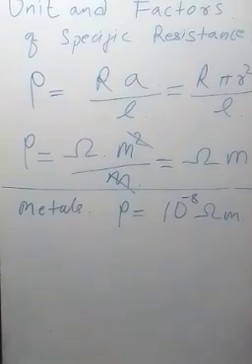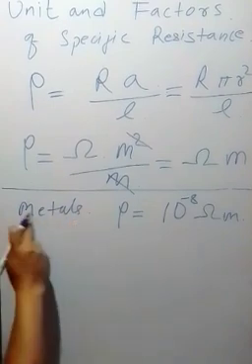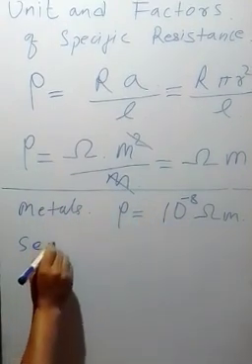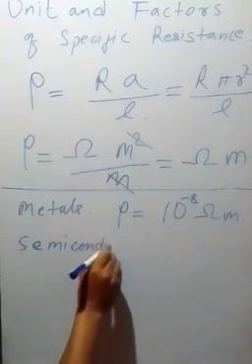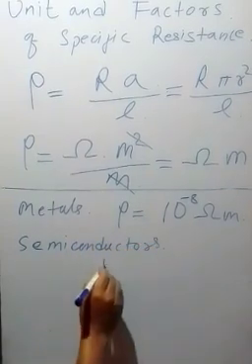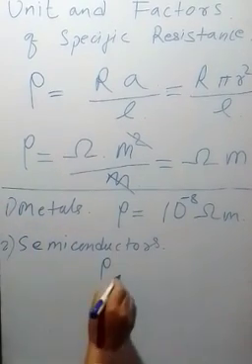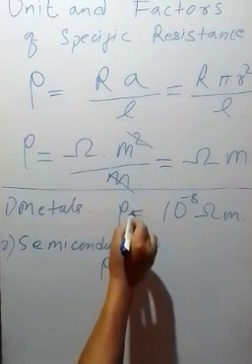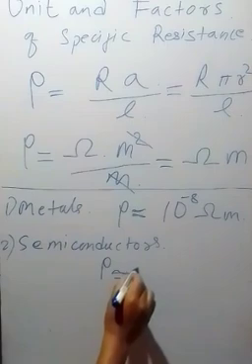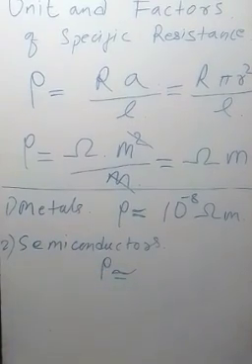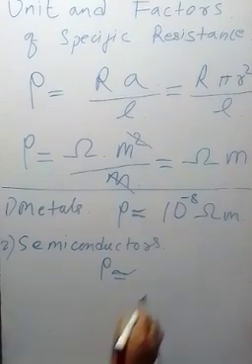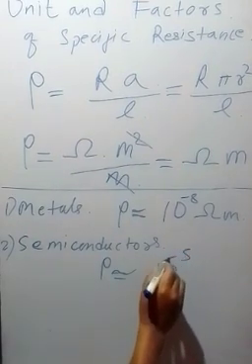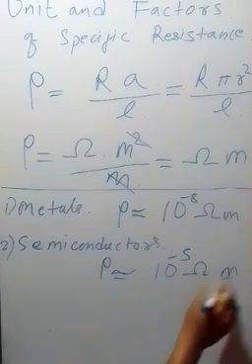And number 2 is semiconductors. Sorry, the first was for metals and alloys, and the second is semiconductors. So this was 1, this was 2. For semiconductors, the approximate value is not exactly equal but very close to this value. The specific resistance of a semiconductor is given as 10 power minus 5 ohm meter.